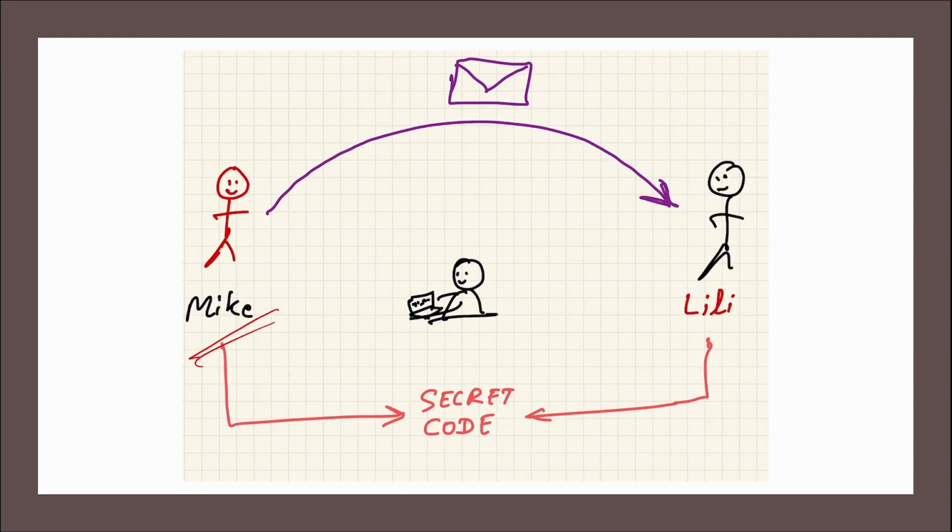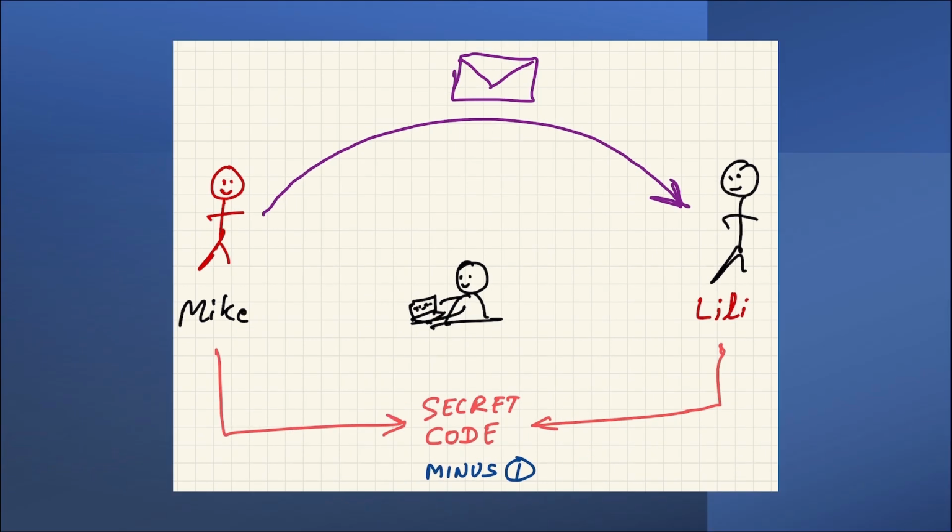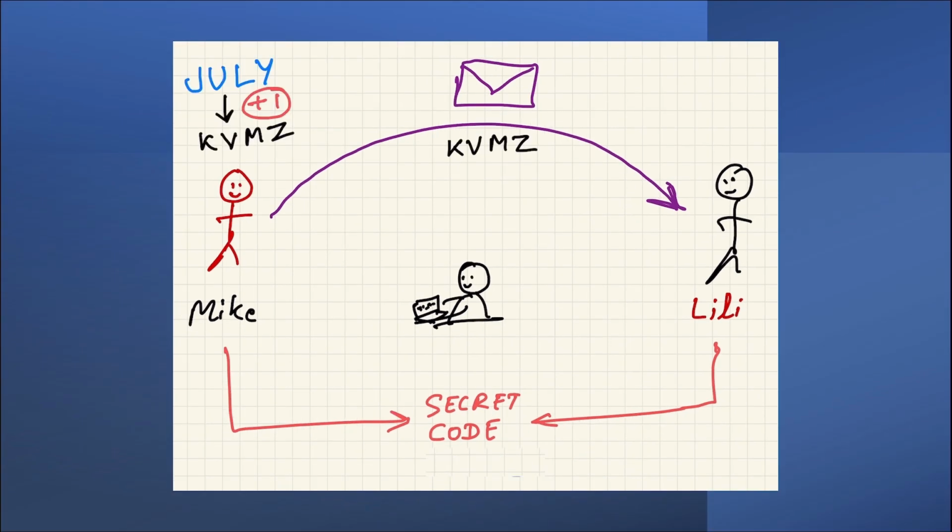So let's assume they decide on a secret code saying that whatever text Mike will be sending to Lily, he will be adding +1 to it, and Lily will in turn reduce the number by 1 and she'll be able to read it. So let's say Mike wants to send a message called JULY. So what he will do is he'll add +1 to it. So J becomes K, U becomes V, L becomes M, and Y becomes Z.